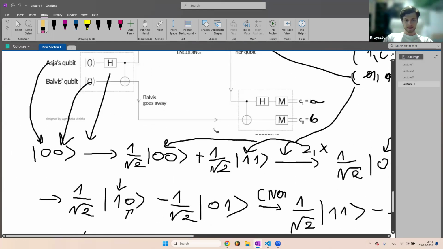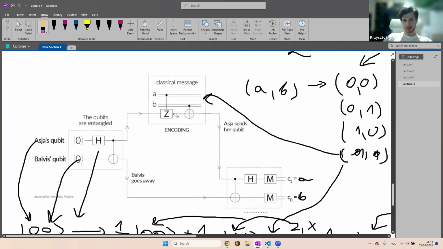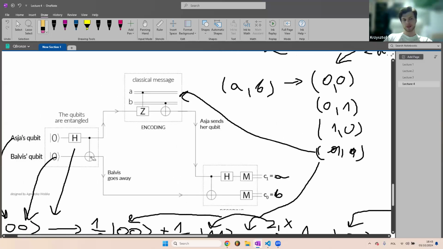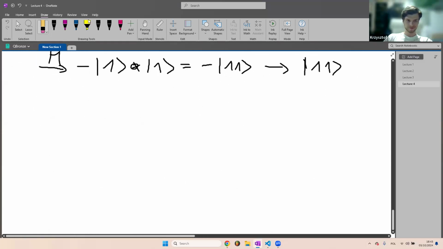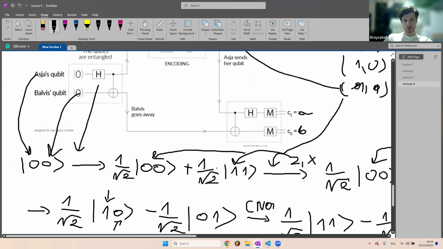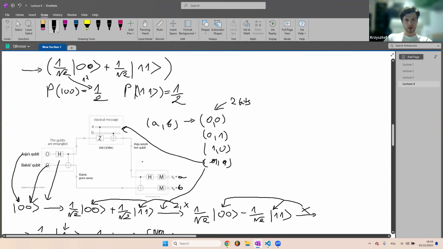Let me know, and you can also verify the same algorithm in the case of different bits that Alice wants to send to Bob. Now let me move on to the quantum teleportation protocol. And maybe do you have any questions about this superdense coding so far?